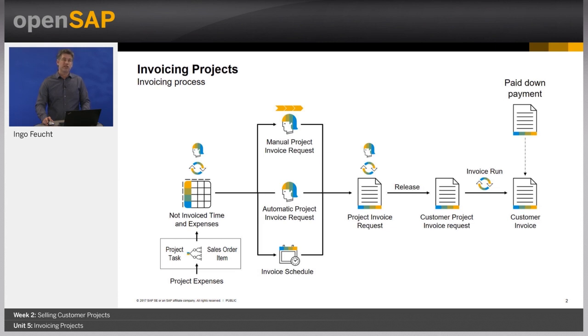After the project invoice request has been created, it can be checked and, if necessary, can be adjusted. After release, it becomes a customer project invoice request. The release of the project invoice request can be automated via a setting in the sales order. With the next scheduled invoice run, the system creates a customer invoice. If any down payments exist for the project, they will be considered in the customer invoice.